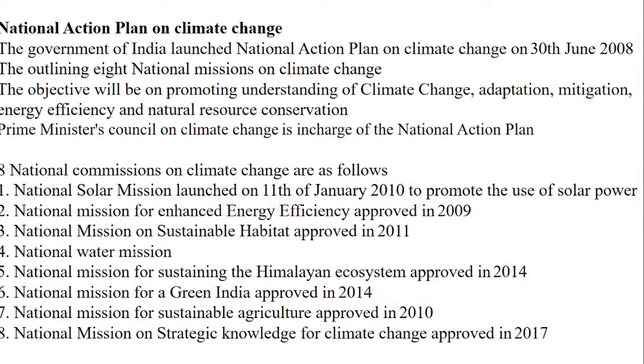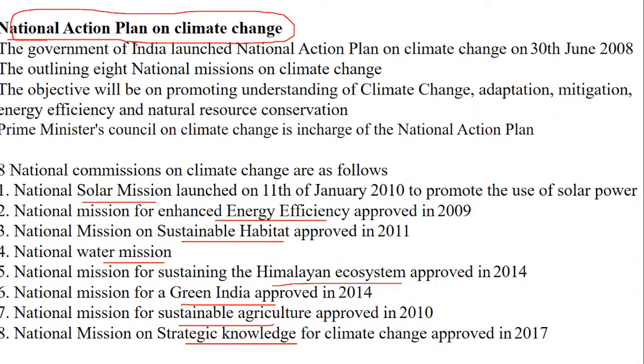See, today also I have listed those goals, but bringing this slide does not serve the purpose. You have to be very, very sure about your goals, which is not happening. So: National Solar Mission, Enhanced Energy Efficiency, Sustainable Habitat, Water Mission, Himalayan Ecosystem, Green India, Sustainable Agriculture, Strategic Knowledge. You can have your own acronym for understanding the topic. I'm going to say National Action Plan on Climate Change.